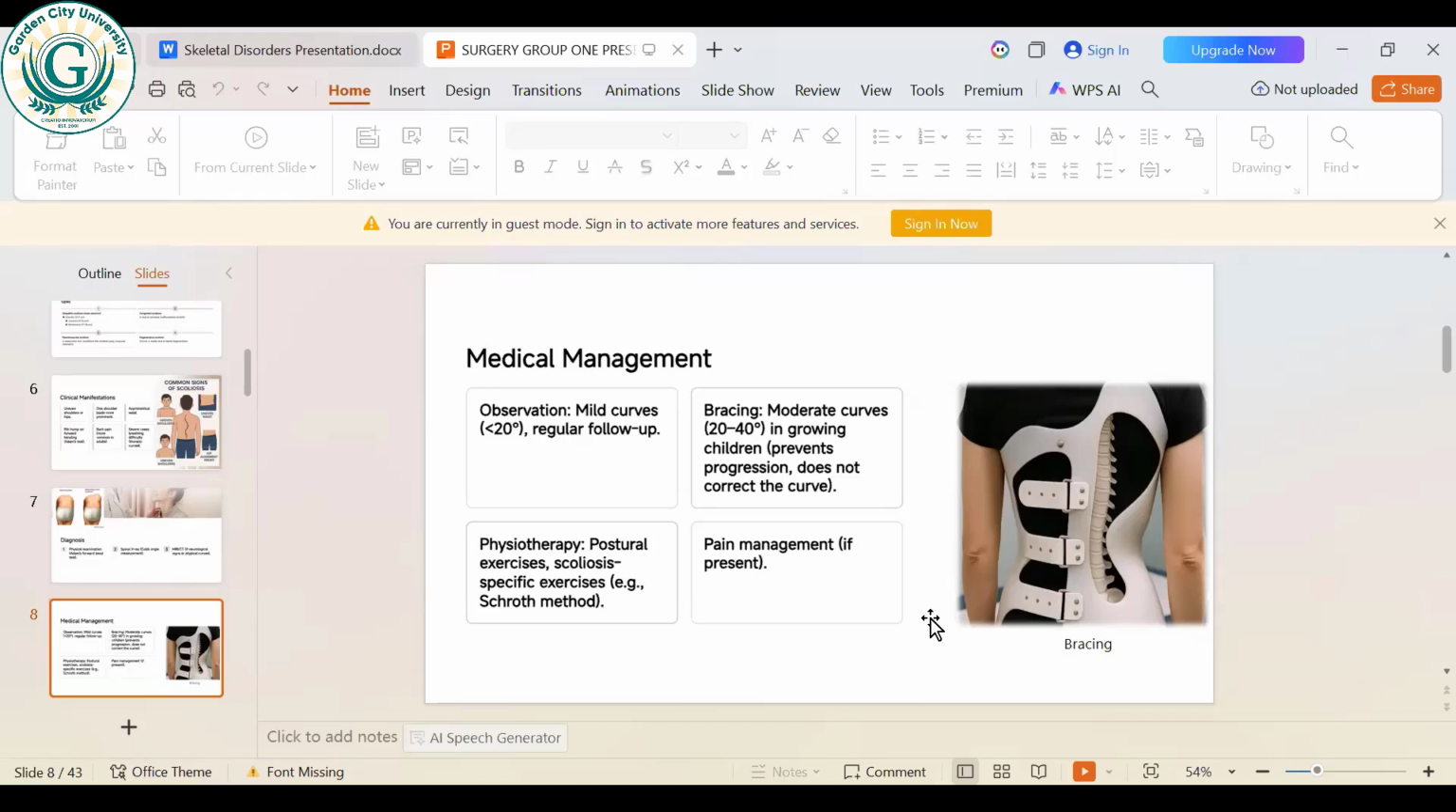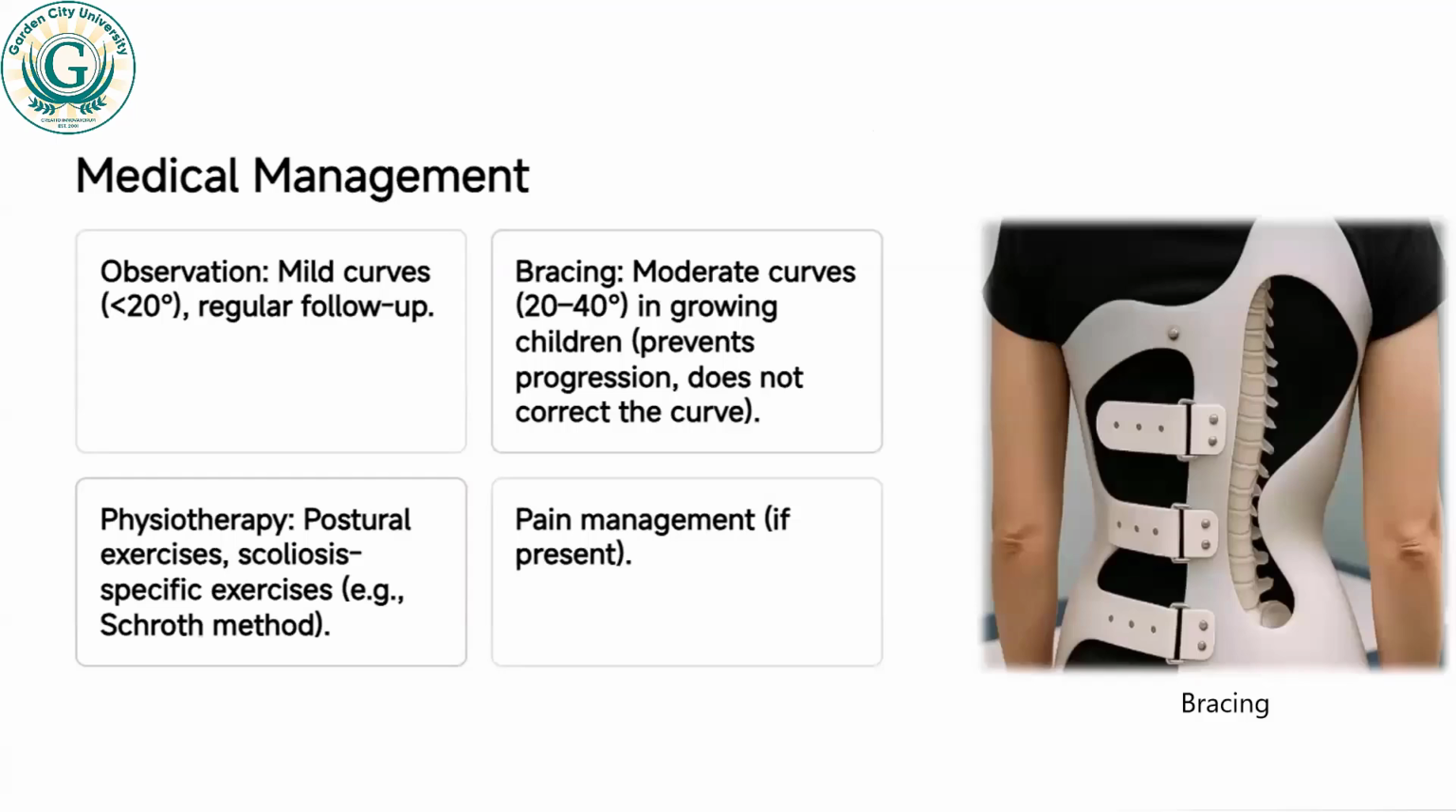We can also do observation. You observe the client, you observe the curve, and then you ask the client to be coming forward, follow up, to do checkups. And then we have physiotherapy. We can do posture exercises, specific exercises that can strengthen or that can correct the spine. And then we can do pain management. Remember, if there's pain, we manage. You can give analgesia as the client complains of pain. Please, let's go.